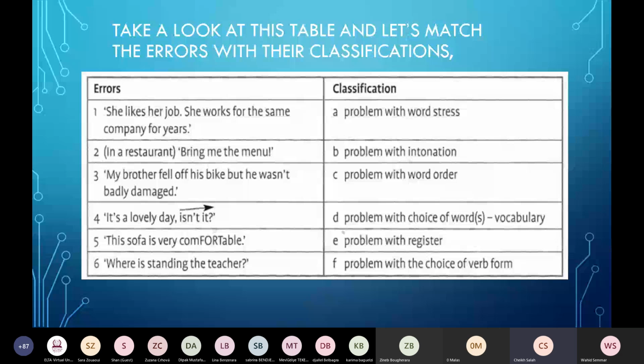So for instance, when you ask a question and you have a word order error, we can teach you when to ask the question properly and use the right word order. So bear in mind as teachers that we have different classifications of errors, and once we know what they are, we can teach them best.